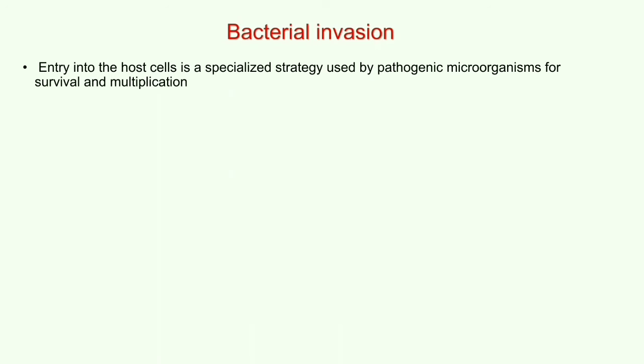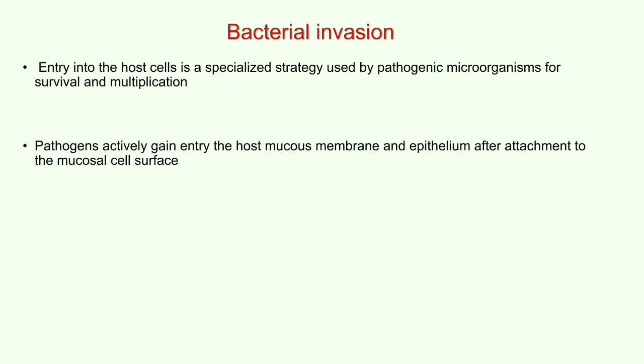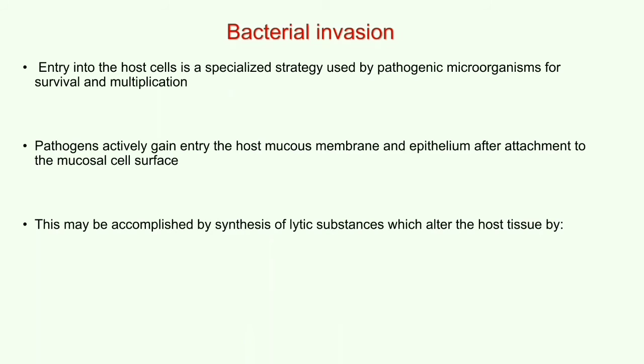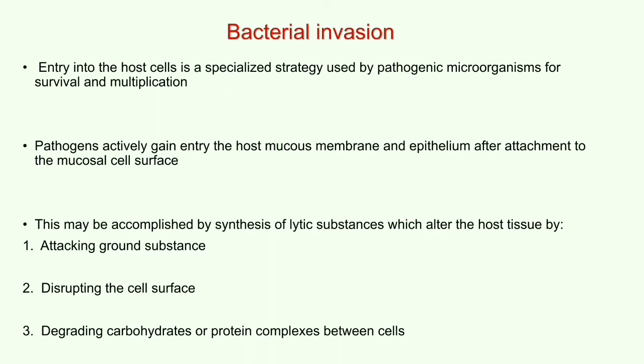Entry into the host cells is a specialized strategy adapted by many pathogenic organisms for survival and multiplication. Pathogens actively gain entry into the host mucous membranes and epithelium after attachment to the mucosal cell surface. This is accompanied by synthesis or production of lytic substances which alter or modify the host tissue by attacking the ground substance present in the basement membrane of integuments, intestinal linings, and destroying the cell surface receptors, also degrading the carbohydrate or protein complexes which are present in between cell junctions and on cell surface, for example the glycocalyx.